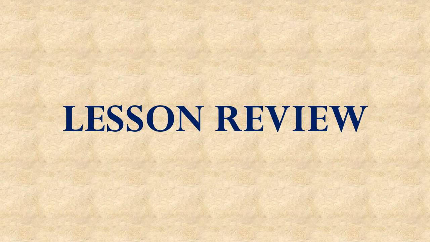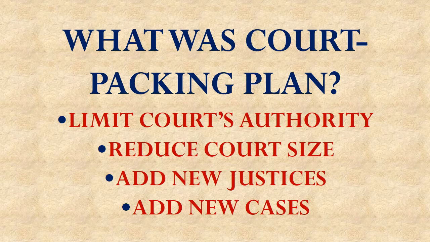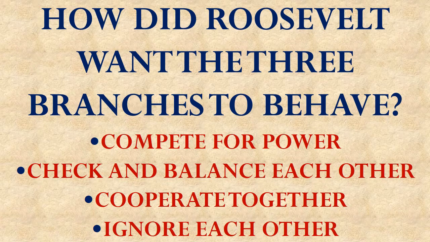All right, let's review what we learned in this lesson. First of all, what was Roosevelt's court packing plan? Was it to limit the court's authority, reduce the court's size, add new justices to the court, or add new cases to the court? He wanted to add new justices to the court. How did Roosevelt want the three branches of government to behave? Do you want them to compete for power, check and balance each other, cooperate together, or ignore each other? Roosevelt wanted the branches to do what Brutus had feared. He wanted them to actually cooperate with each other.